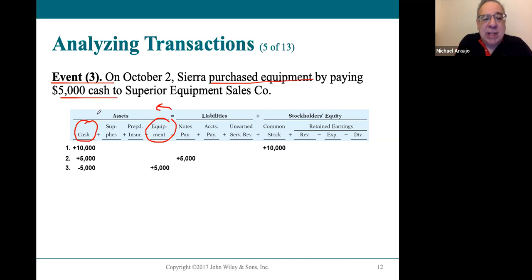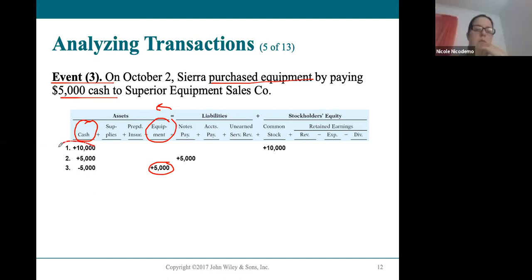asset accounts increase on the left side. So we have more equipment. So equipment would increase on the debit side to show we have more. Cash, again, the first two transactions were debiting to cash because we had more cash. So now we have less cash.